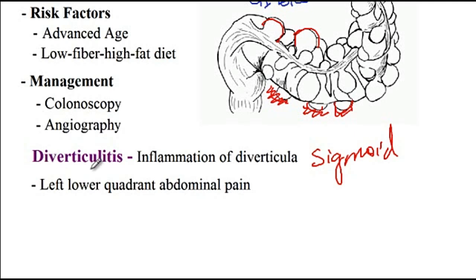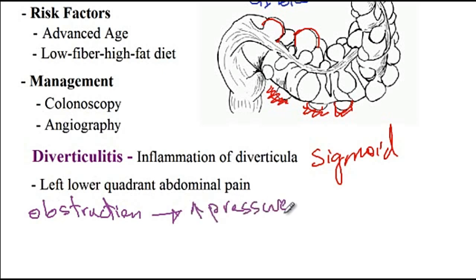As for the pathophysiology of diverticulitis, it's thought that obstruction of the diverticula will cause increased diverticular pressure that causes creation of microscopic perforations, as a consequence of which it will cause inflammation, and thus abdominal pain.